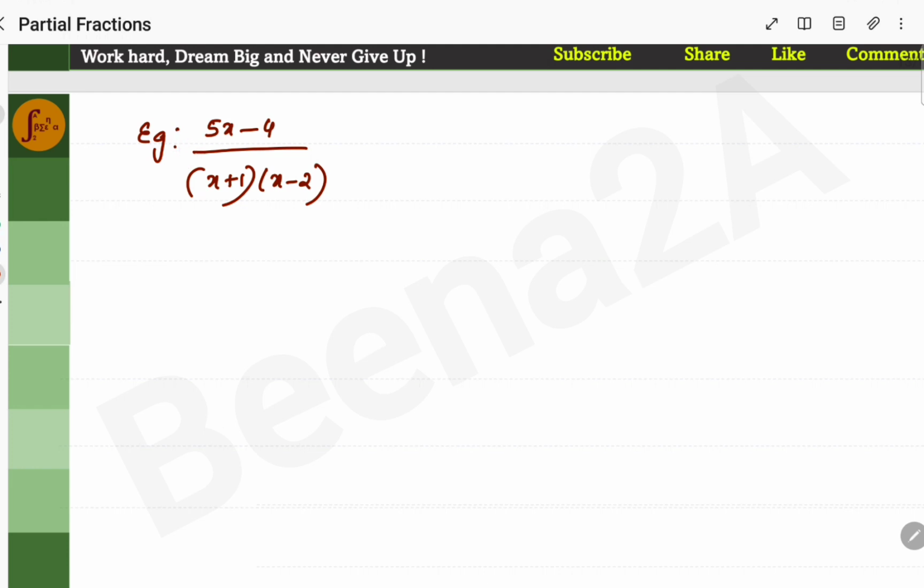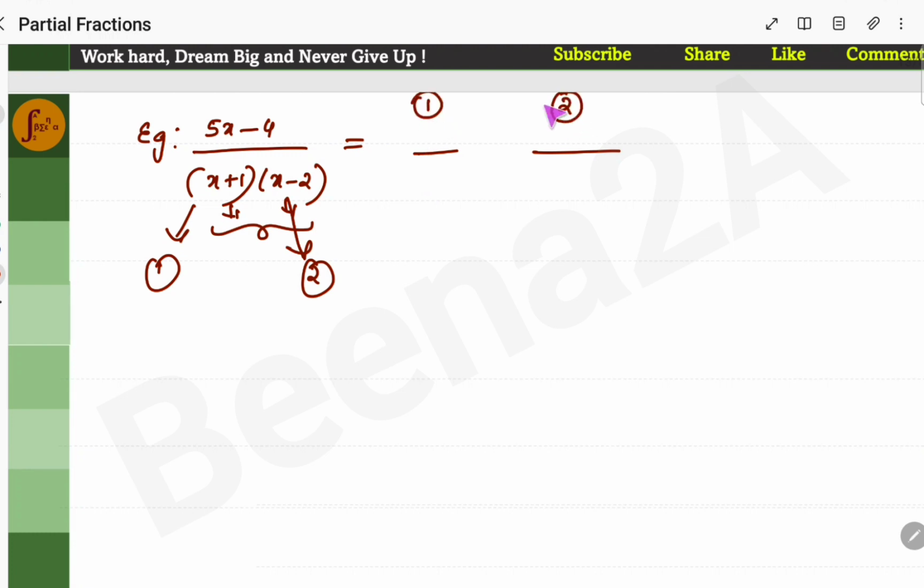Now, how do we simplify this? What is the method? We take the denominator terms. This is one term and this is the second term. What we will do is take the denominator like this: one denominator, that is one fraction. Let's call them first fraction and second fraction. In the first fraction, you will put the denominator as x plus 1. In the second fraction, you will put the denominator as x minus 2.